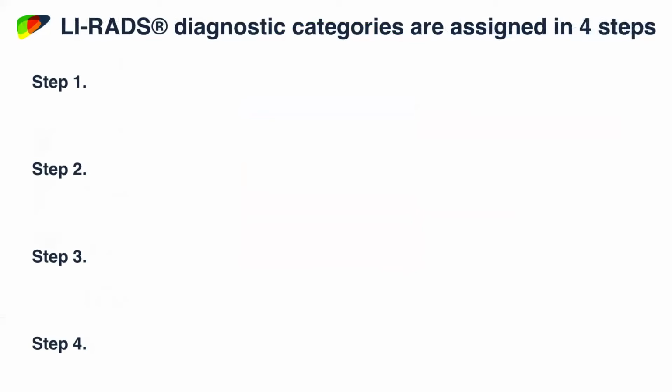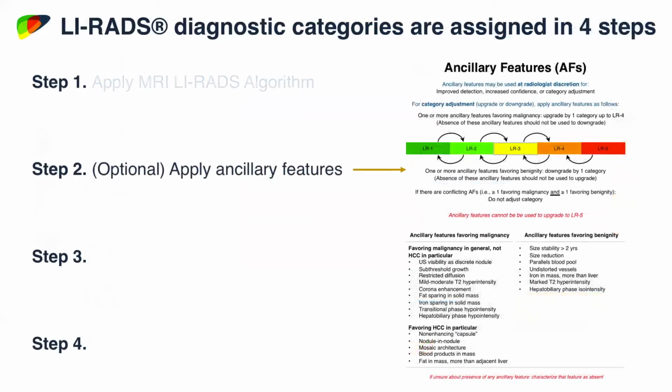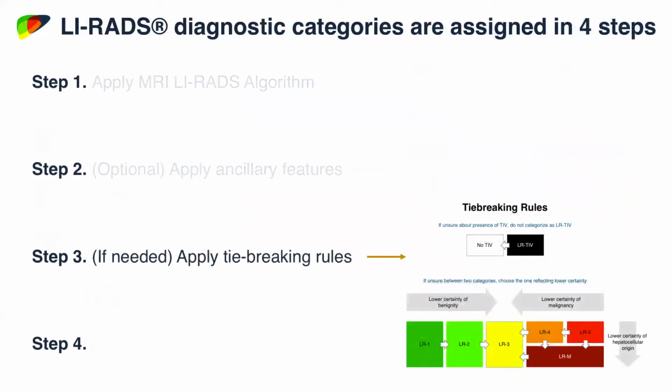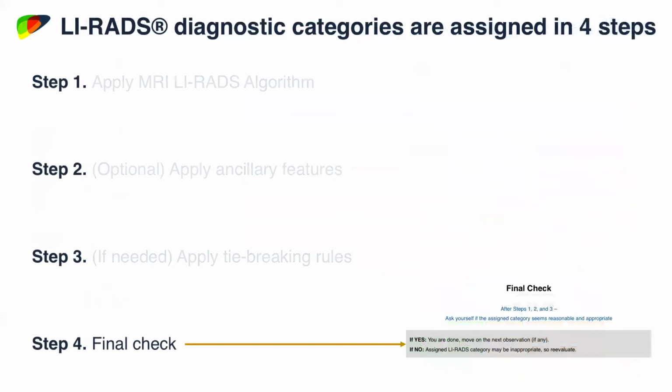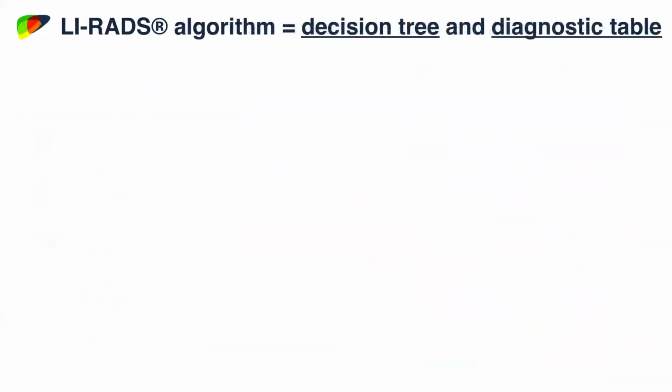How are we going to assign these? We're going to do it in 4 steps. Step 1, we apply the LI-RADS algorithm. Step 2, optional, we apply ancillary features. Step 3, only if needed, we apply tiebreaking rules. Step 4, final sanity check. Does it make sense? If it makes sense, we're done. Let's start with applying the LI-RADS algorithm.